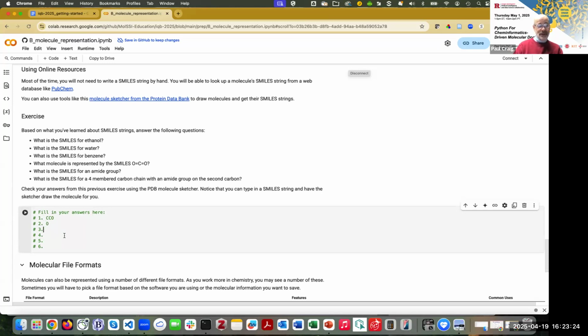All right. The SMILES string for benzene. I've seen several different ways to represent this, but the way that I do it is lowercase c1, so that's our first carbon, then carbon 2, carbon 3, carbon 4, carbon 5, and carbon 6, we put a 1 on that one. So that's going to be benzene. Our next case asks what molecule is represented by the SMILES string O=C=O. Well, that's going to be carbon dioxide.